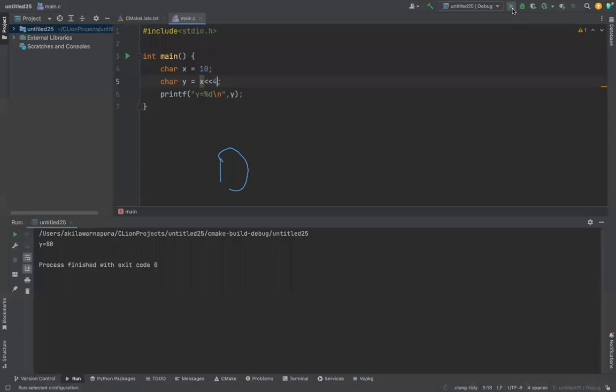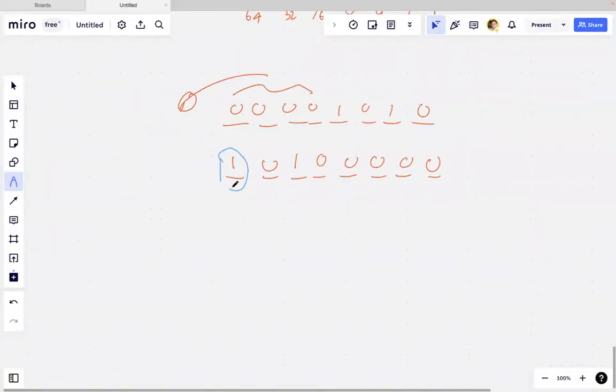So we can run this program. Yes, it is a negative value. It's mentioned as 96. How do you get the value 96? You know it is a negative value. How to get the value?